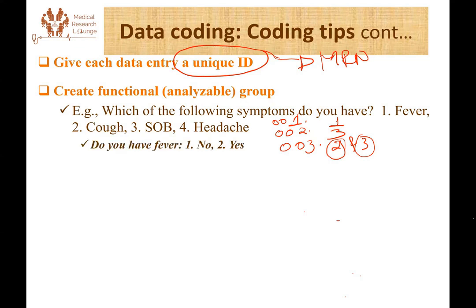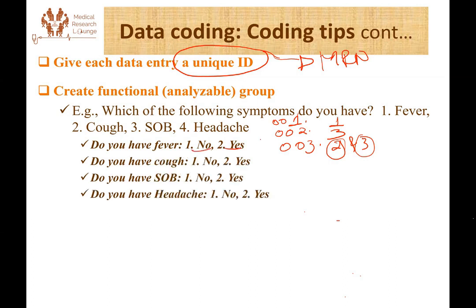So instead of asking which of the following symptoms do you have, we can ask the patient, do you have fever? Yes, no. Do you have cough? Do you have shortness of breath? Do you have headache? This way we dichotomized our question based on the symptoms the patients have. When the patient says no to all of the 4 questions, then that patient can be regarded as asymptomatic. This is the proper way of collecting our data, and it should be entered like this on the software so that it can be analyzed properly. So creating functional or analyzable groups is very important.